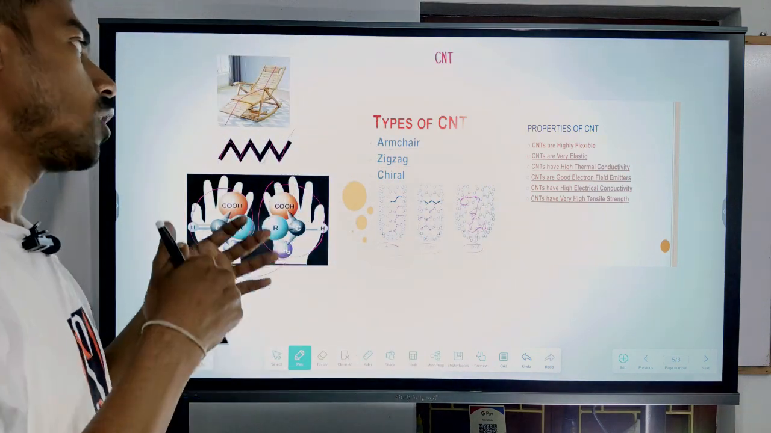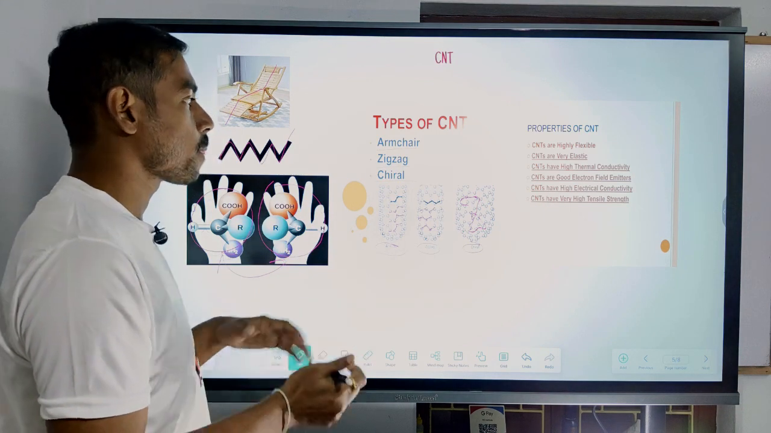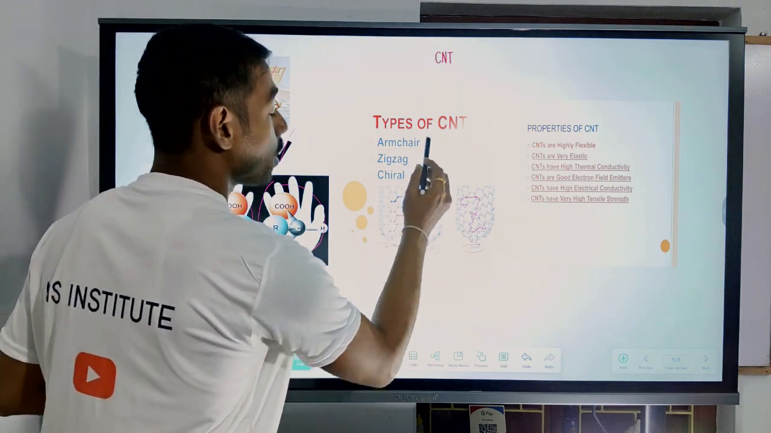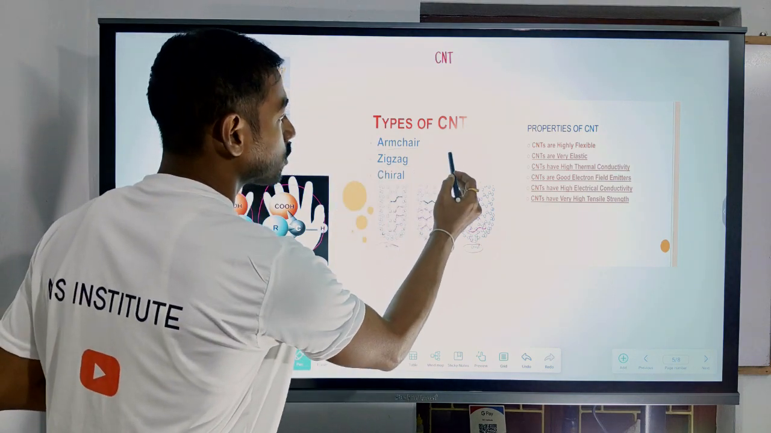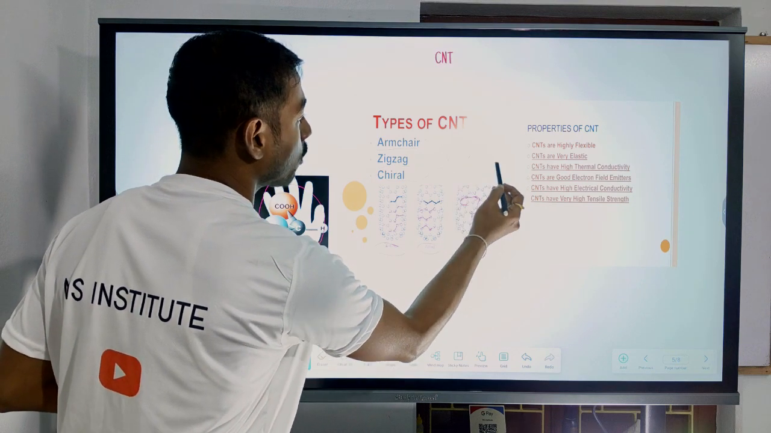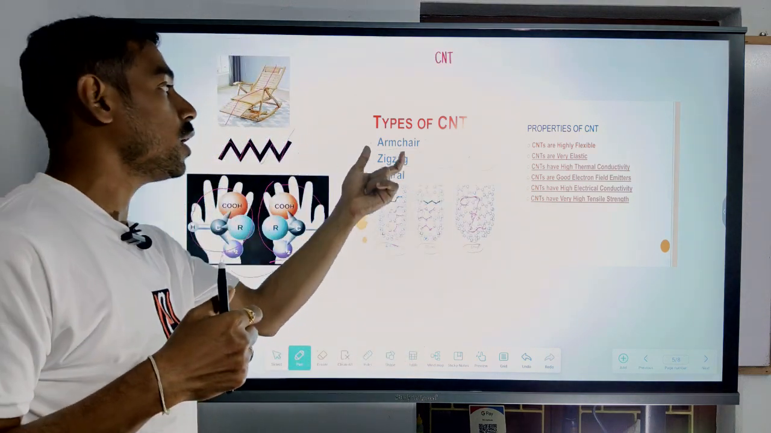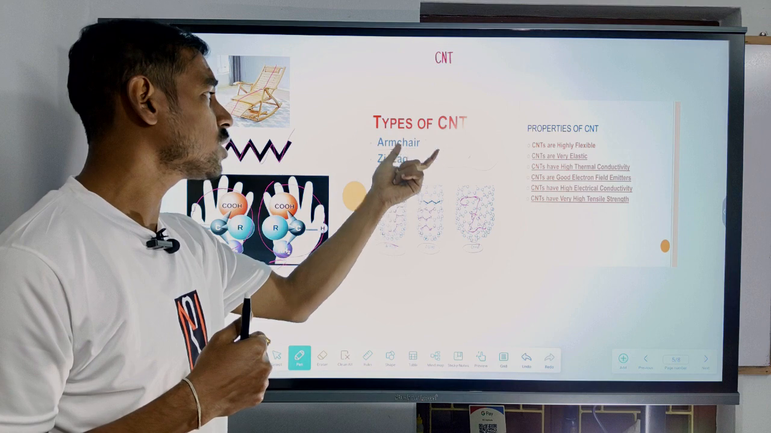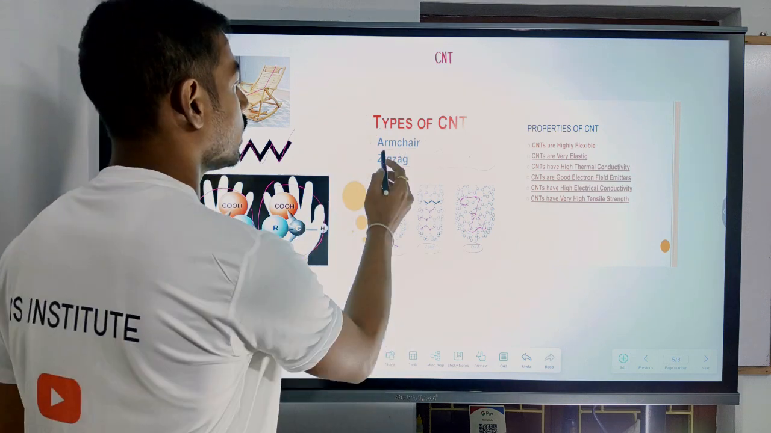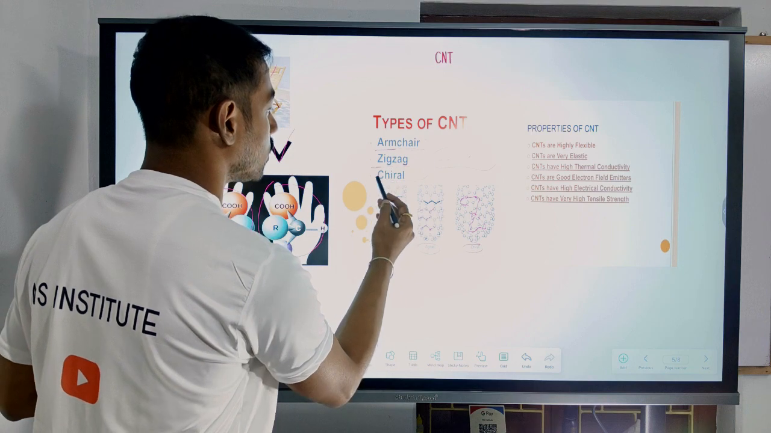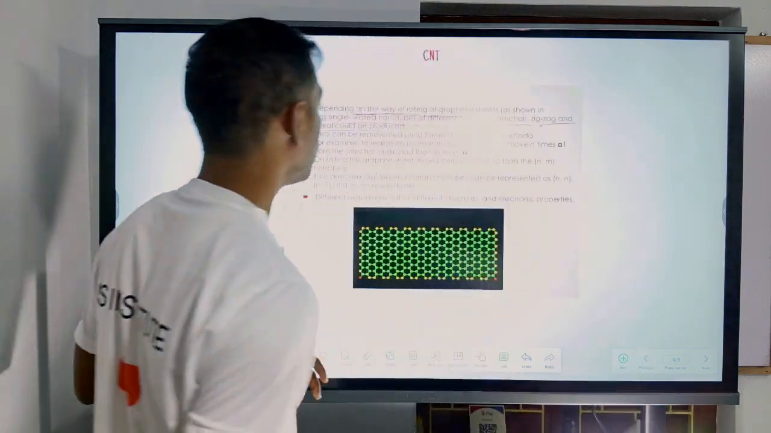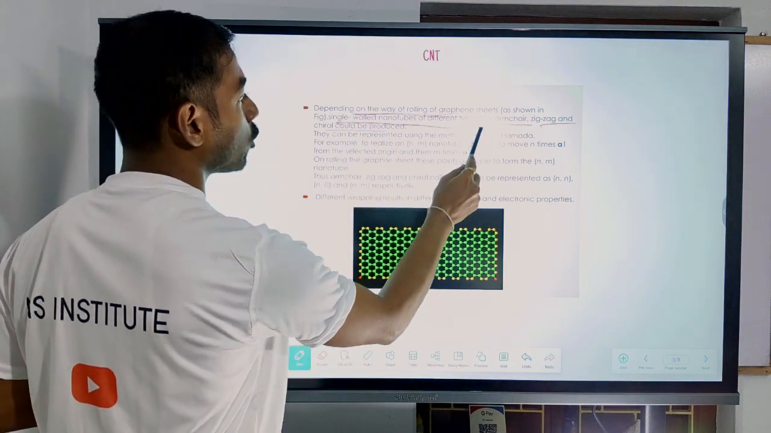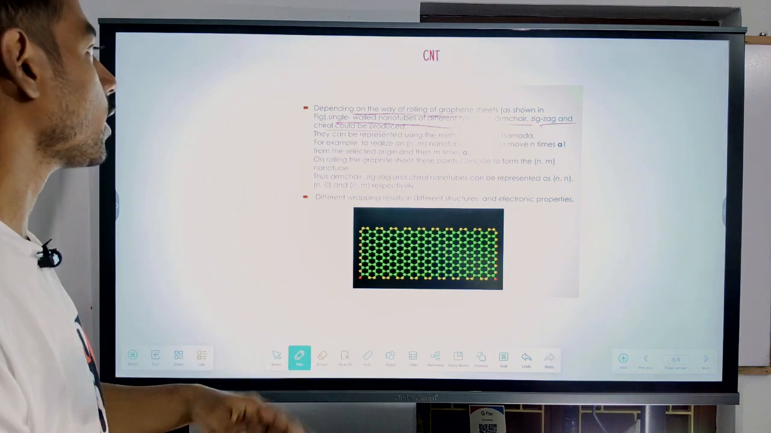So depending on the way of rolling of the graphene sheets, we will get armchair, zigzag, or chiral CNT or carbon nanotubes. But remember, these are single walled carbon nanotubes. They are not multi walled. The same point we have learned in this slide, that depending on the way of rolling of graphene sheets, single walled carbon nanotubes are of different types, that is armchair, zigzag, and chiral.